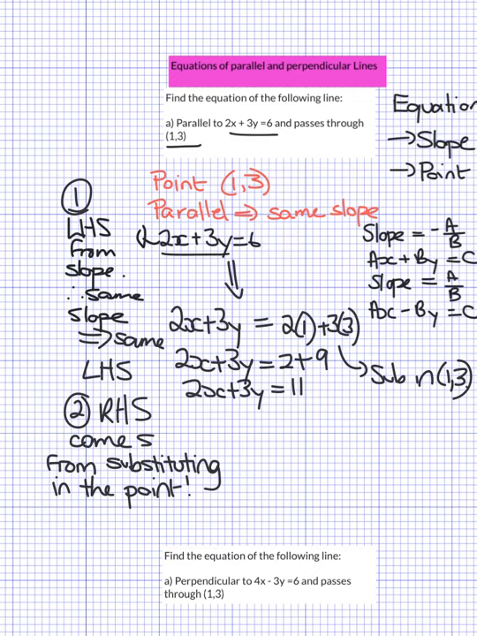So what did I do with parallel lines? I followed these two steps over here. I know for parallel lines that my left-hand side is from the slope, it's going to be the same, and so I'm going to have the same left-hand side. I then just have to find the right-hand side by substituting in the point. Okay. Now I'm going to do one that's a little bit trickier, and I'm going to do that one over here.